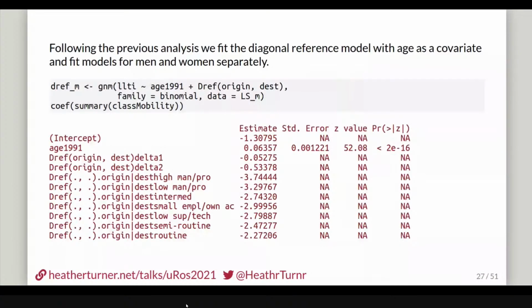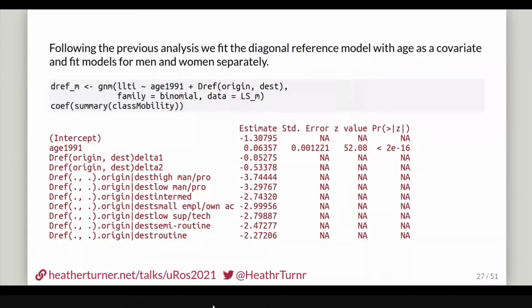Following the previous analysis, we can fit this model with age as the covariate and fit models for men and women separately. That's what we're doing in the code here. So instead of the origin plus mobility, we've now got DREF of origin and destination. And if we look at the coefficients for this model, we see what I was talking about earlier, that most of them return a standard error of NA. Only the age, which is a linear term, has a standard error at this point.